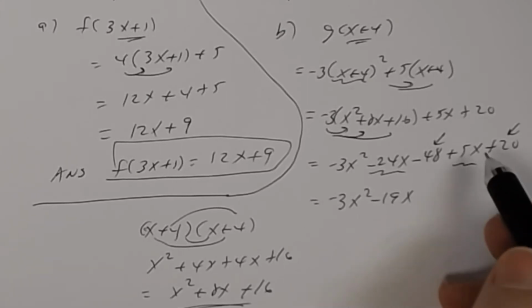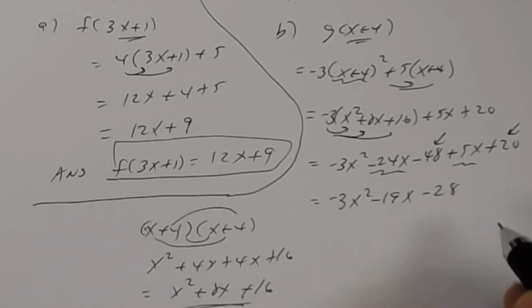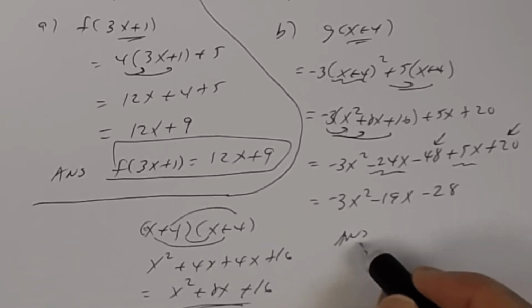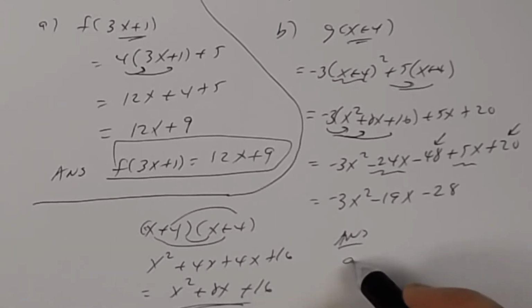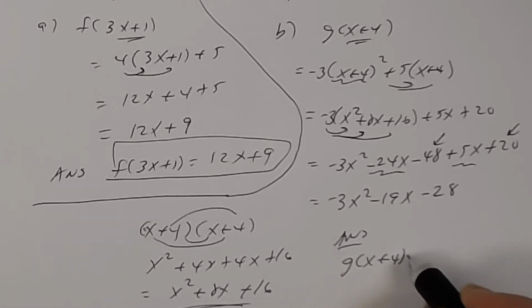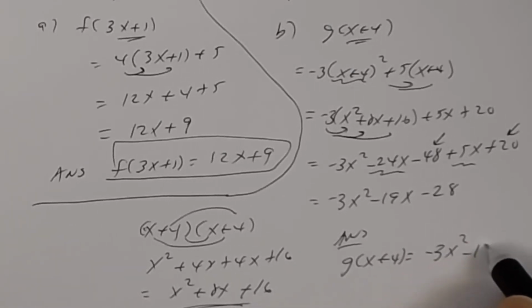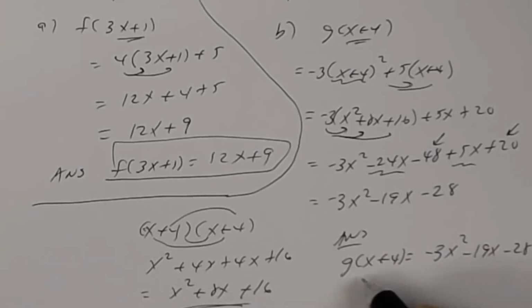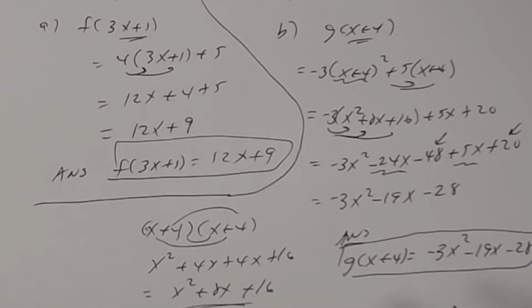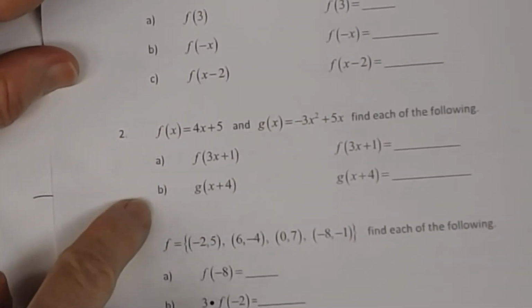A negative 48 plus 20 is a negative 28. And so therefore the answer, you're going to say g of x plus 4 is equal to this trinomial: negative 3x squared minus 19x minus 28. All right, and so that takes care of number 2.